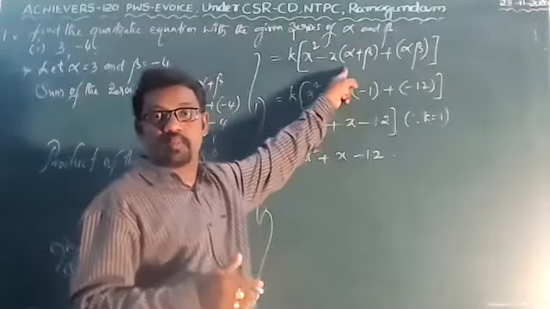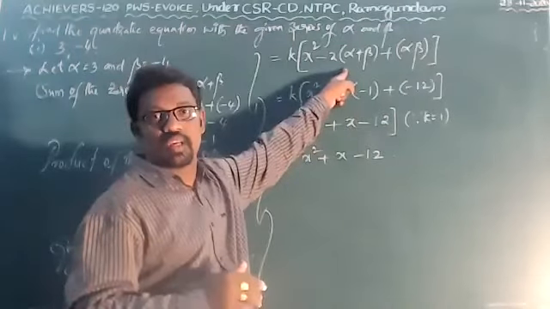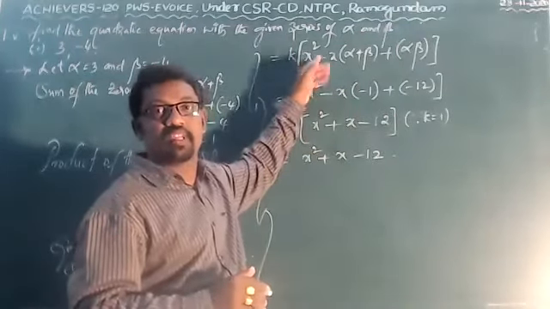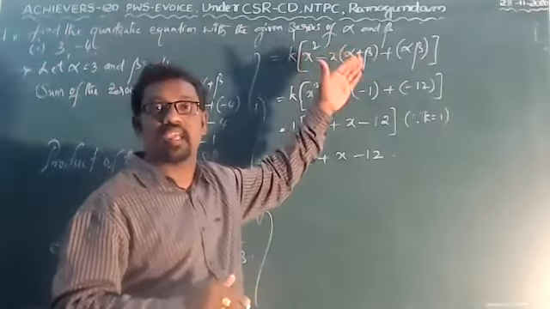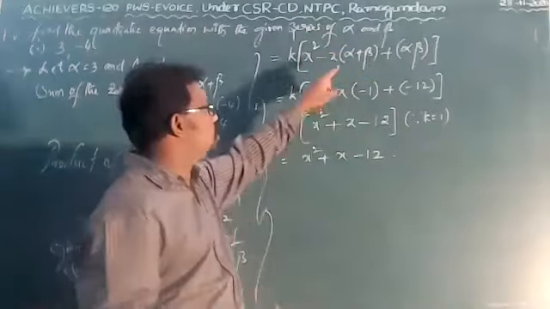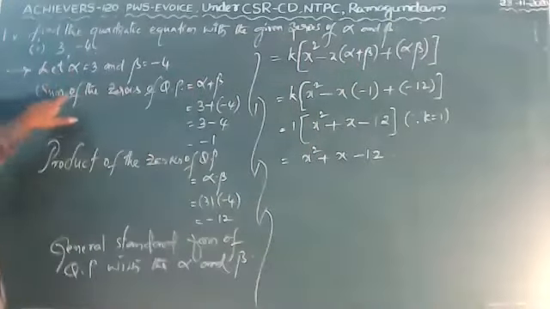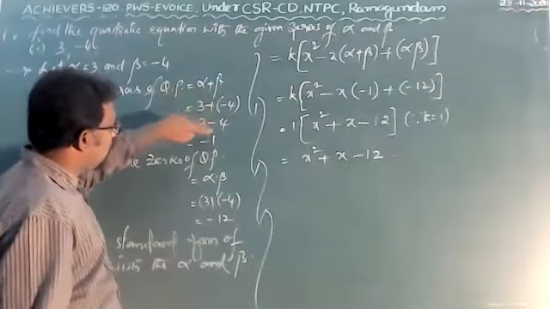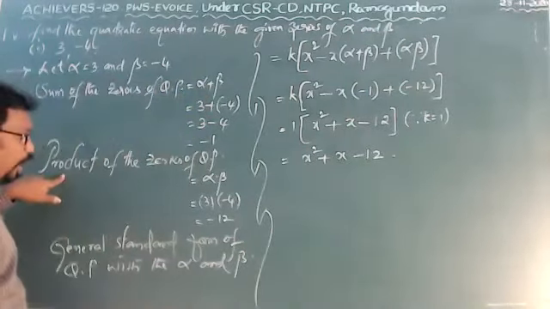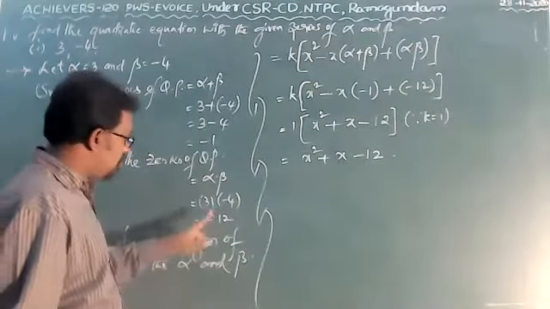K into x square minus x into sum of the zeros plus product of the zeros. Since k is constant, if a denominator number is there, you have to take that same number as k. Now substitute the sum of the zeros. Before that, first we have to find the sum of the zeros of the quadratic polynomial, alpha plus beta. Add it, so you get minus 1. Same for the product of the zeros, you have to take the multiplication, minus 12.